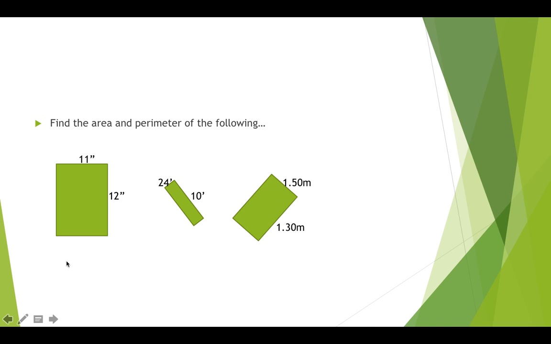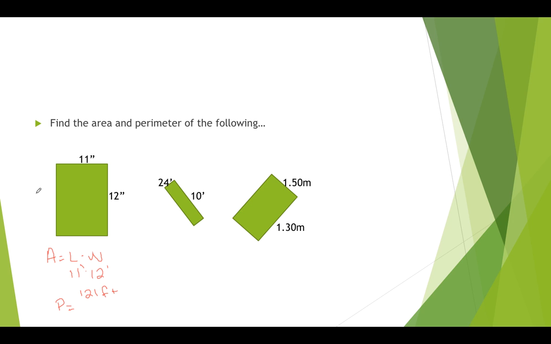So let's find the area and the perimeter. I'm just going to do a couple. So this first one, how do we find the area? Well, I know the formula for area equals length times width. So your length is 11 and your width is 12 feet. Our units here are feet. And 11 times 12 is what, 121 feet. All right, and then we have your perimeter, which just means you're going to add up all the sides.